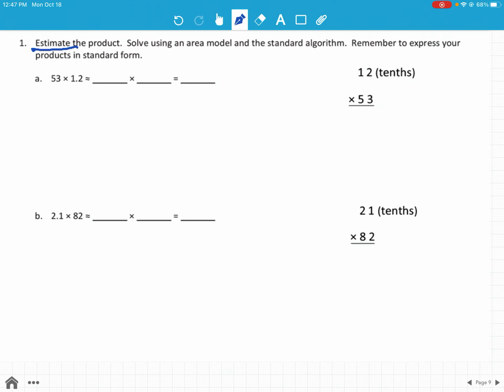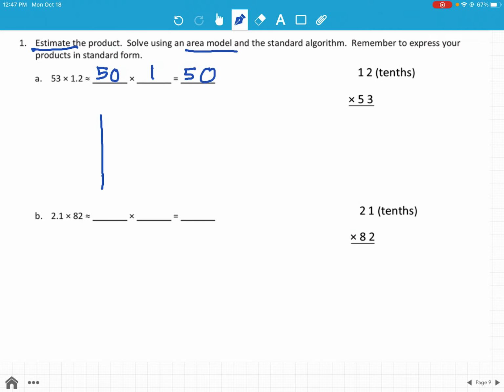First thing we're going to do is estimate. Rounding the 53 to a 50 and the 1 2/10 to a 1. So our answer should be close to 50. Now you can see up here that we said now we're going to call it 12/10. So we're going to treat this like a regular problem without decimals.